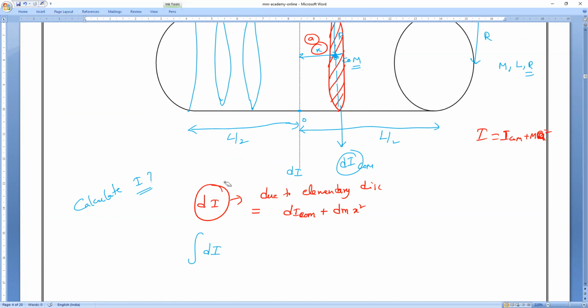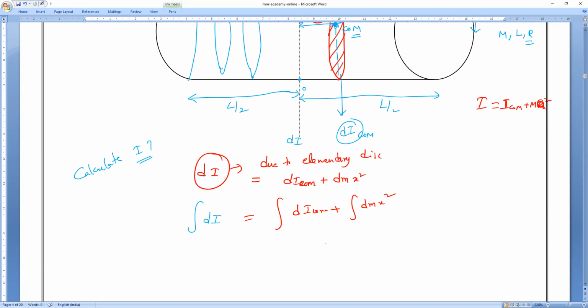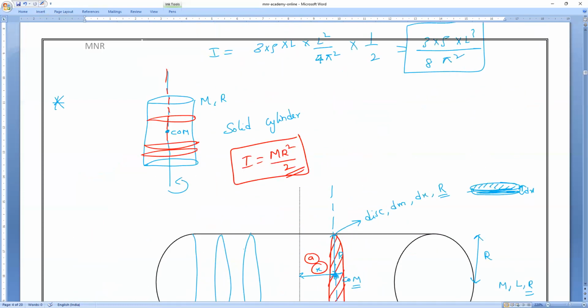So if I apply integration, the integration of dI is equal to the integration of dI_COM, through the center of mass, and the integration of dm x square. So what is the moment of inertia through the center of mass? If it is passing through the horizontal one, we all know it is mr square by 2. So now it becomes like horizontal, not vertical now, so it is like the y-axis or x-axis.